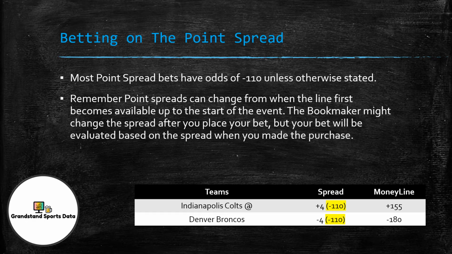So if you bet the Colts at plus 4 on Monday, and then on Saturday the line moved to Indy plus 2, your ticket still says plus 4, and that's what your wager will be graded on. So even if the line moves, whatever it says on your ticket is what you play.